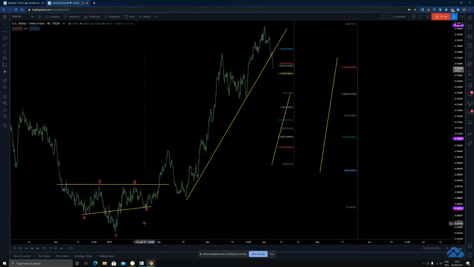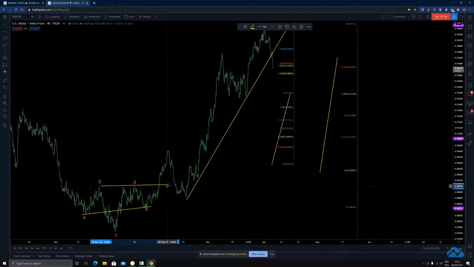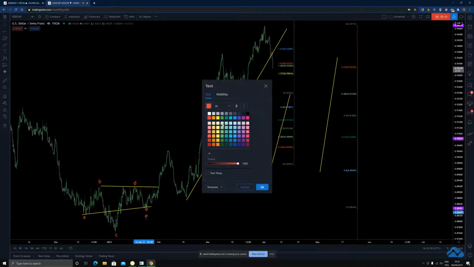Probably something like this. So in that case, of course, we don't need to draw this like this, but you can draw something like this, yes, because it still has to be a contracting triangle in order for us to count this as an Elliott wave pattern, okay? So now let's say that in here it ends something that we don't know. So I'll just put a question mark.